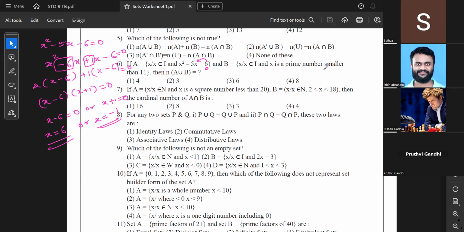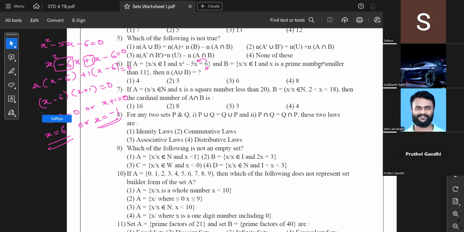Sir, actually, I'm Kavin, sir. Sir, the doubt I have is in this part, sir. How did you get x minus 6 whole times x plus 1, sir? How did I do that? So x is also common. I've taken x common from x minus 6x, and I've taken plus 1 common from x minus 6.